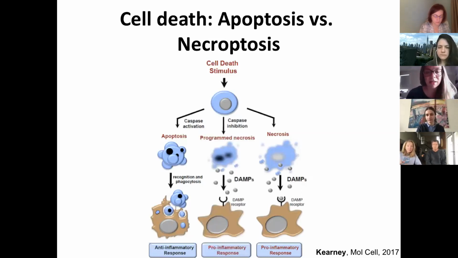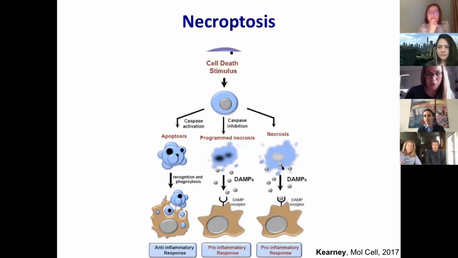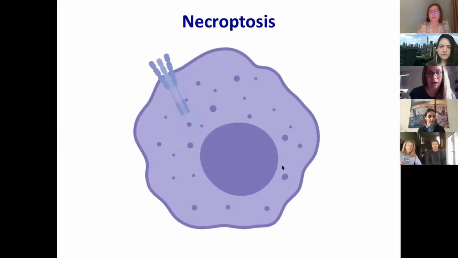And then there's something you can almost consider to be right in the middle, and that's programmed necrosis. The end result is the same kind of necrosis that everyone's always known and loved, but it's programmed. So every step of the way, there's a signal, there's a checkpoint, there are inhibitors, just like there are throughout the apoptotic process.